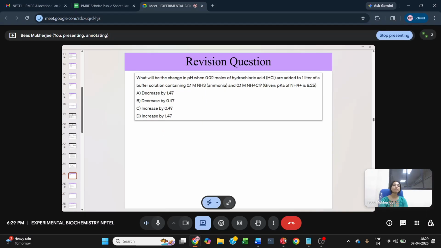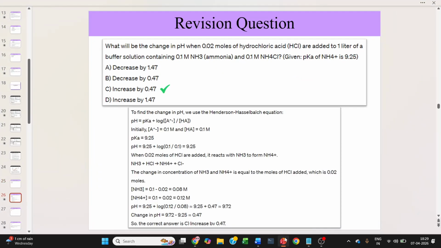Okay, now we have more questions. What will be the change in pH when 0.02 moles of HCl is added to 1 liter of buffer solution containing 0.1 molar ammonia and 0.1 molar NH4Cl? pKa of NH4+ is 9.25, right? So let's see how to solve this particular question.